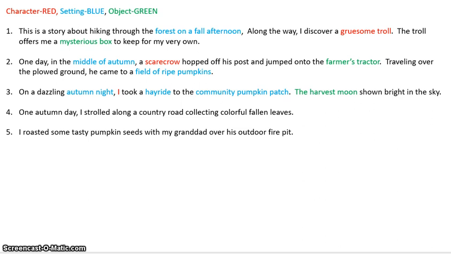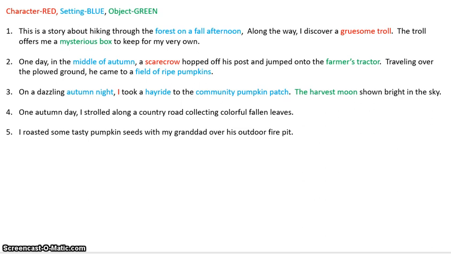Now, I'm not sure, you could describe the harvest moon as being spooky and all that kind of stuff, but I don't know how much information you could put on the harvest moon. So that one was a little difficult for me to distinguish if they wanted the object to be the hayride or the harvest moon. But I couldn't figure out why they put the harvest moon so bright in the sky if they didn't want you to focus on the harvest moon.